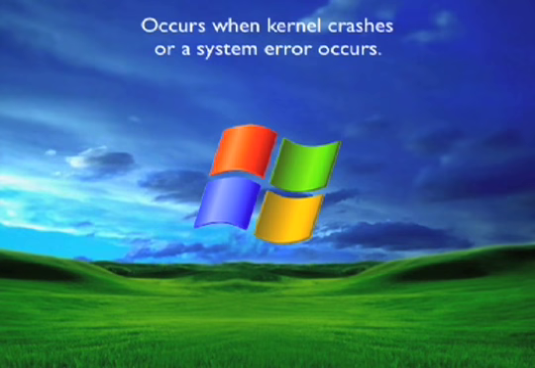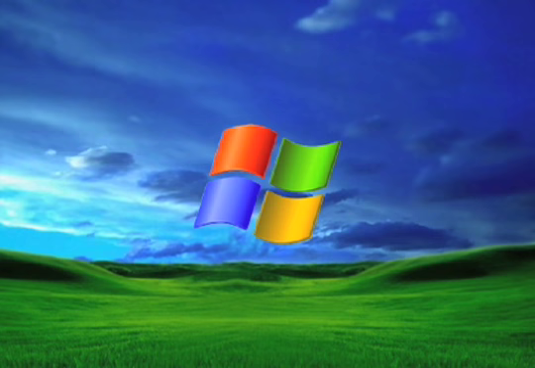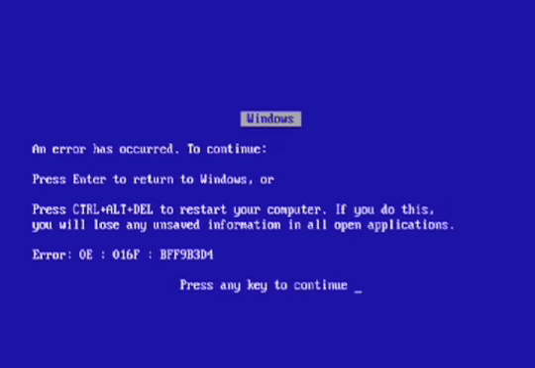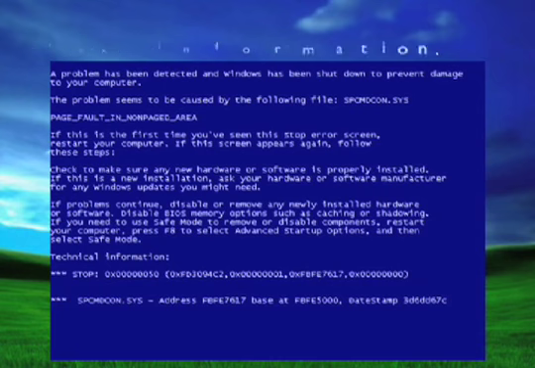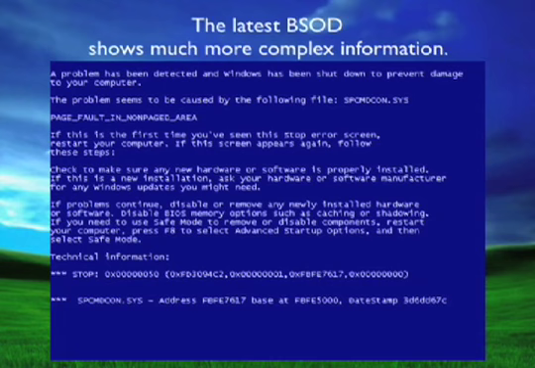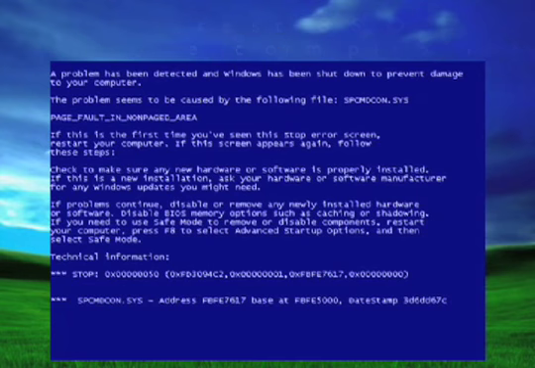It occurs when the kernel crashes or a system error occurs. So then it displays a blue screen that looks like this. I'm pretty sure most of us have seen this. Of course, this is an older one. And this is a newer one that is in XP and Vista. It shows much more complex information than the previous versions of the BSOD.